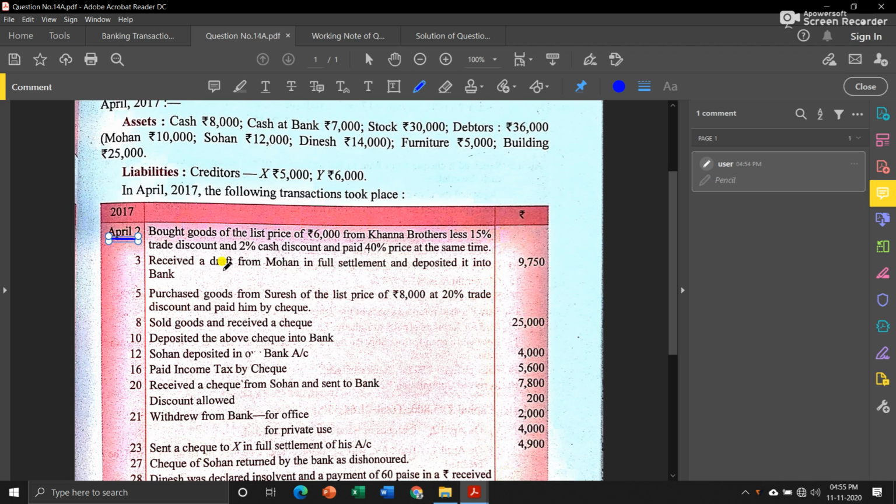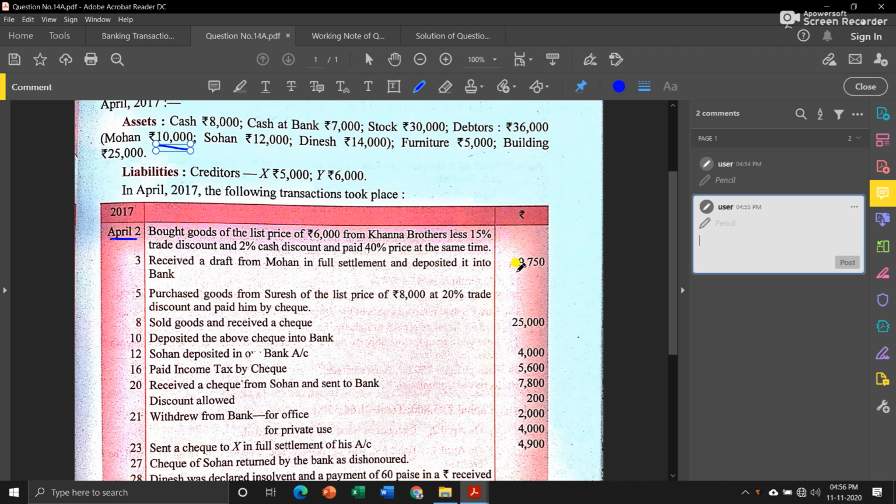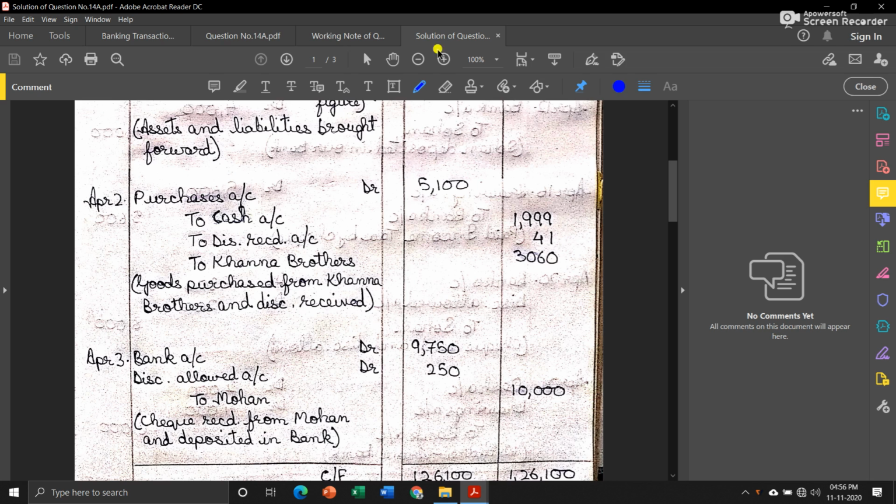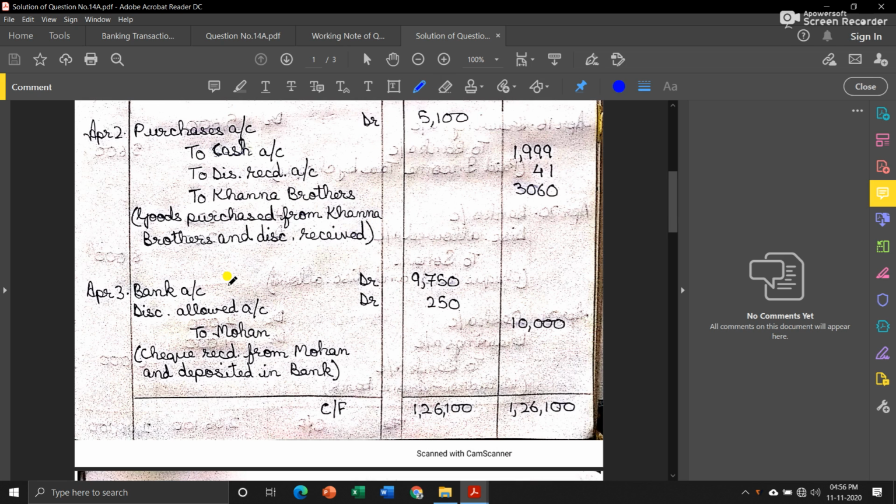The next transaction: received a draft from Mohan in full settlement. As I already told you, we were supposed to receive 10,000 from him, but he paid us only 9,750. That means 250 was discount allowed. Since he paid us by check and that check was deposited into the bank on the same date, we will receive the amount in our bank account.